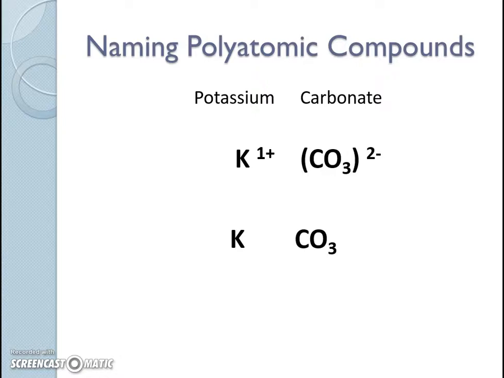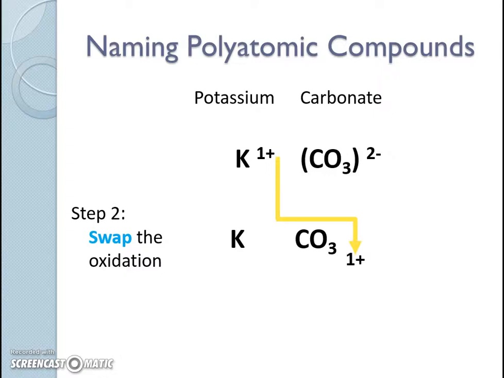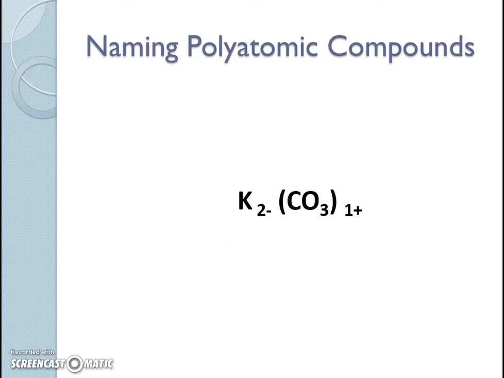Step 2, and if you'll look, I've already added your parentheses there for you. Swap the oxidation numbers. So 1 plus comes from the K, goes over to CO3, and then 2 minus comes from the CO3 and moves over to the K. And just like before, we still have these pieces, but now we need to simplify. So to simplify these, you drop away your charges. The 2 minus becomes 2, so we have K2. And then our 1 plus, because it's already a 1, and we already have one sample of CO3 there, we just take that whole piece away. So that is your simplification step.